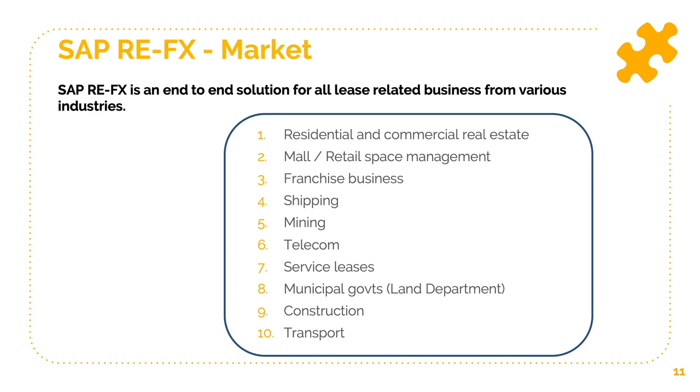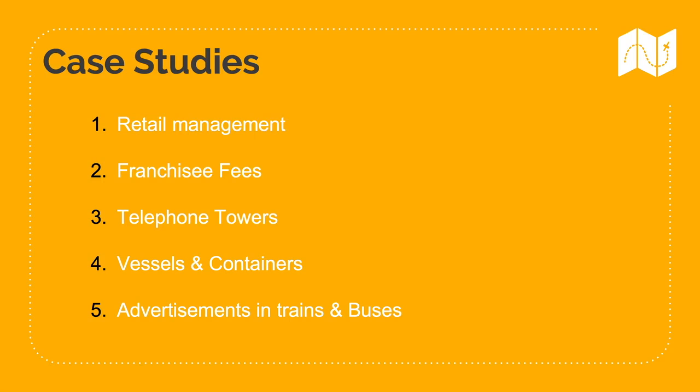Then we have service leases, where maintenance services are provided by, let's say, third-party vendors. We can have municipal governments. They'll be using land use management, construction and transport. In transport, we have advertising spaces in trains and buses and at bus stops and all these things. Now let us see 5 different case studies from 5 different industries.